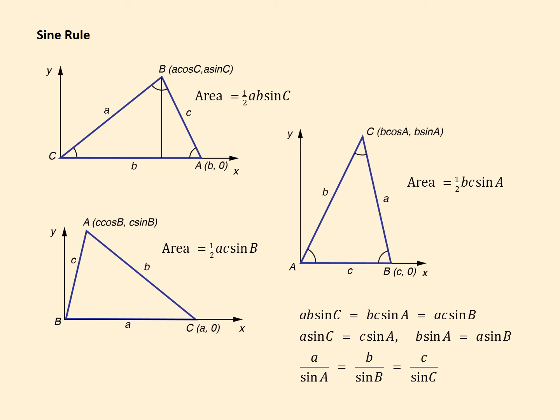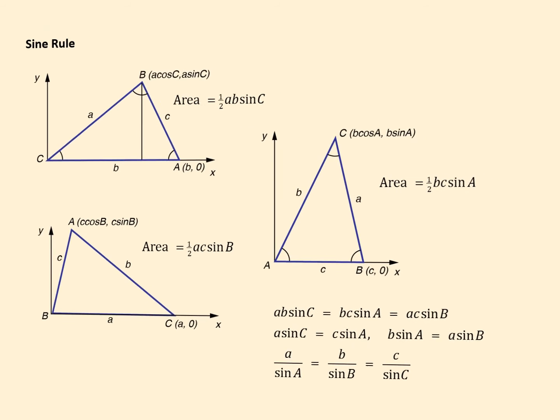And taking the first 2, AB sine C equals BC sine A, and dividing by B, we end up with A sine C equals C sine A. And taking the second 2 and dividing through by C, we have that B sine A equals A sine B. And rearranging these, we arrive at the sine rule.